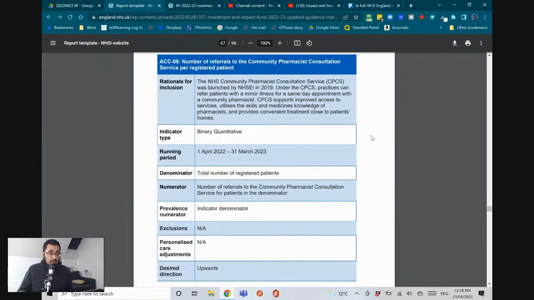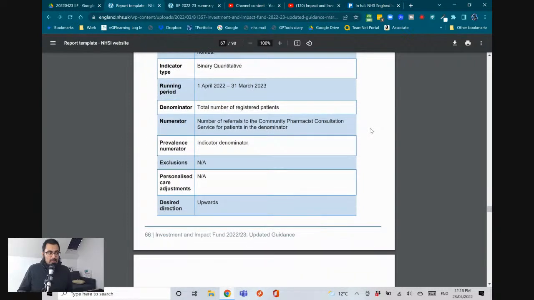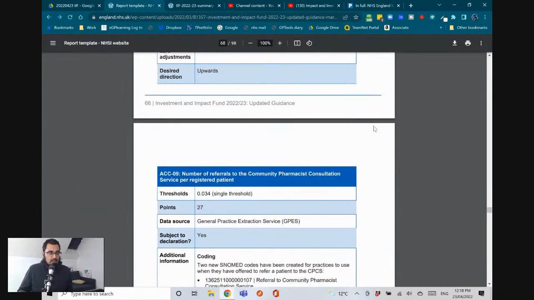I do know of some places where they found it to be a really effective resource and really effective collaboration between general practice and pharmacist services, and benefit for the patients as well. In terms of the denominator, total number of registered patients; the numerator, number of referrals made to the CPCS service. It's an upwards trend. Threshold is 0.034%. It's a single threshold and it's 27 points.